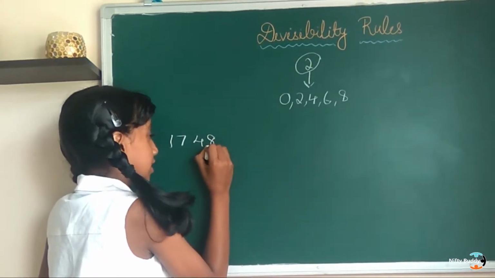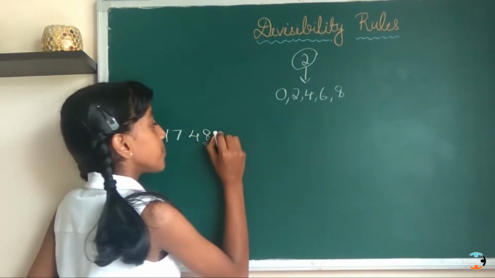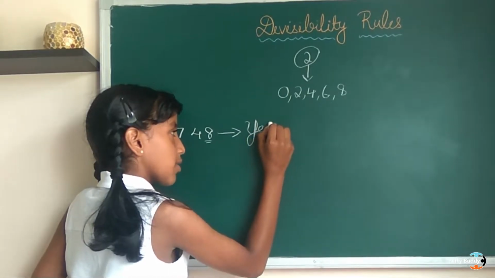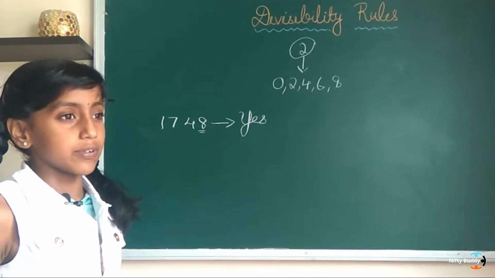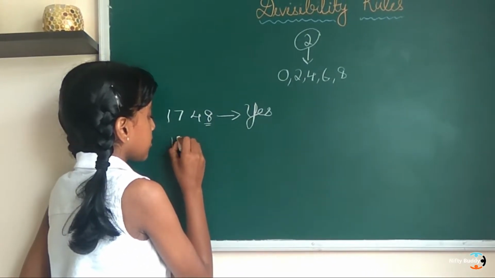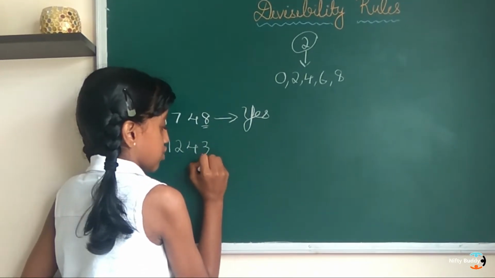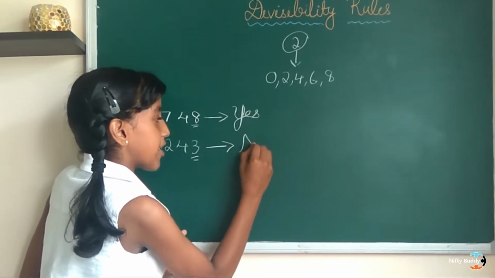The first example is 1748. We have to look at the last digit. The last digit is 8. So, as it is an even number, it is divisible by 2. And the next example is 1243. Look at the last digit. It is an odd number, so it is not divisible by 2.